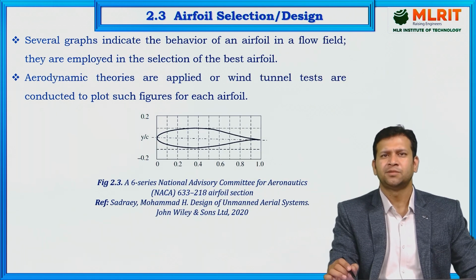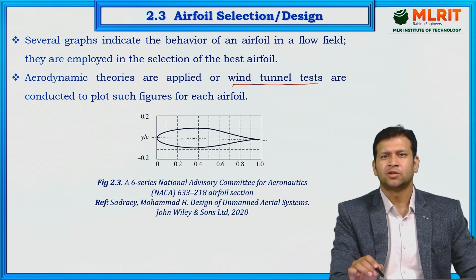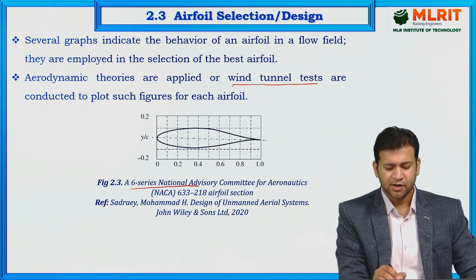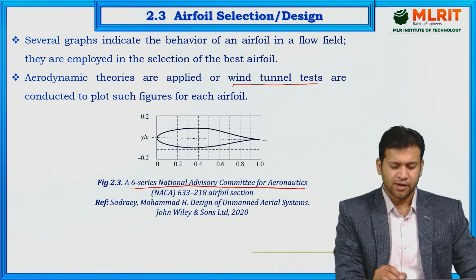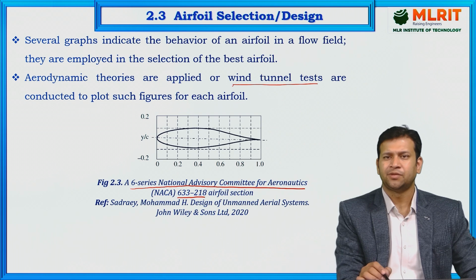There are several graphs which indicate the behavior of an airfoil in a flow field, which are employed in the selection of the best airfoil. Aerodynamic theories are applied or wind tunnel tests are conducted to plot such figures for each airfoil. Here this is an example of a 6 series NACA airfoil, which is 633-218 airfoil section. NACA is National Advisory Committee for Aeronautics.